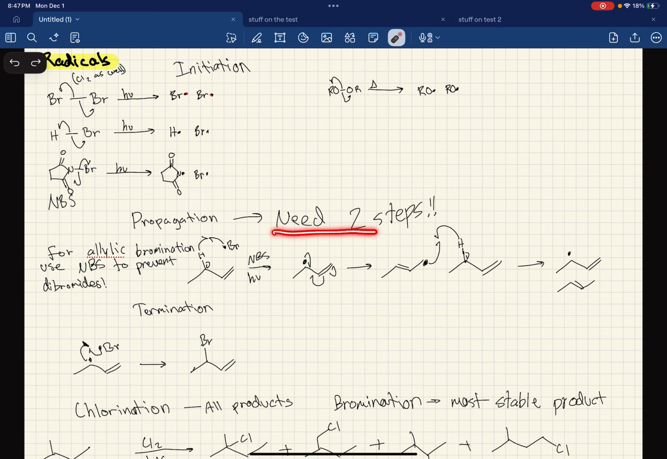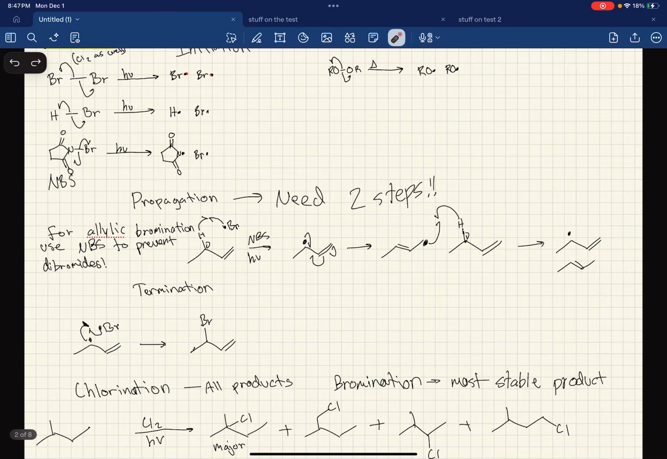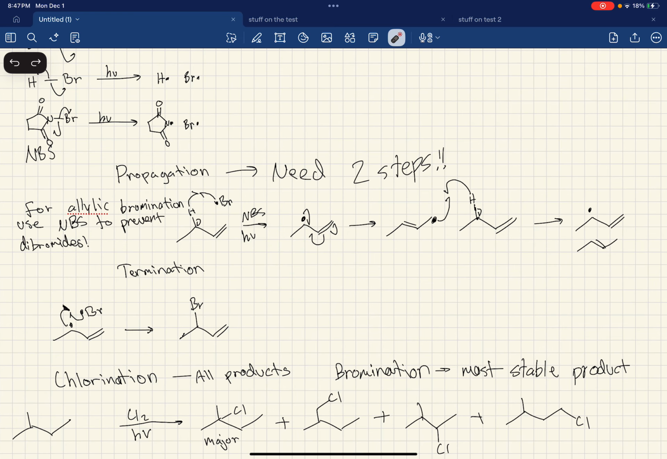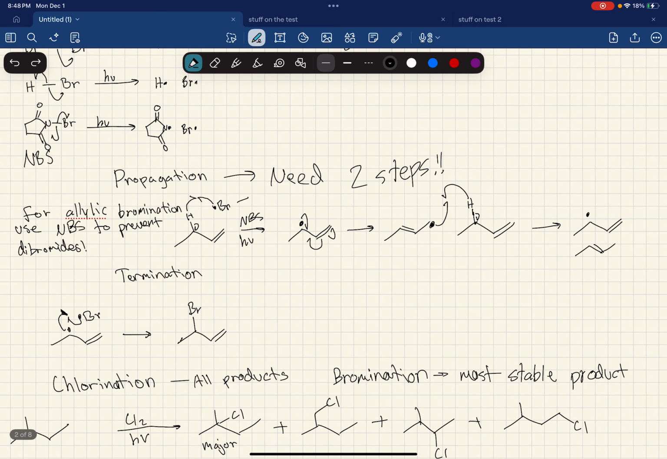When you're drawing out the mechanism, I'm guessing there will be a radical question on the test, mechanism-wise. Make sure that you have at least 2 propagation steps. I'm sure she'll include that on there. So a propagation step could be just like this, where the Br comes in and forms the HBr off of this, and then forms that radical right here as well.